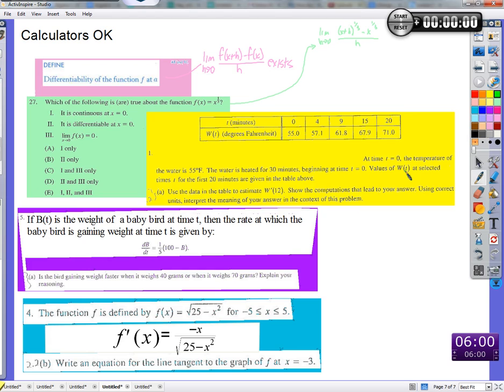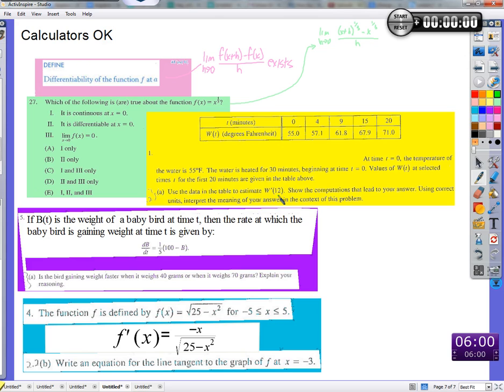Beginning at time t equals 0, that's when it started to be heated up. Values of W of t, the temperature of the water in degrees Fahrenheit, at select times t for 20 minutes are given in the table above. Okay, so for 20 minutes, they write down these data points. Use the data in the table, so use everything that you have, to estimate W prime of 12.